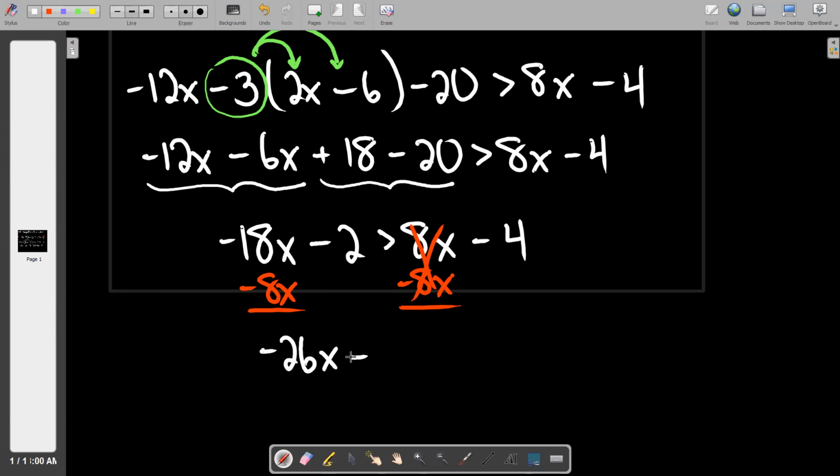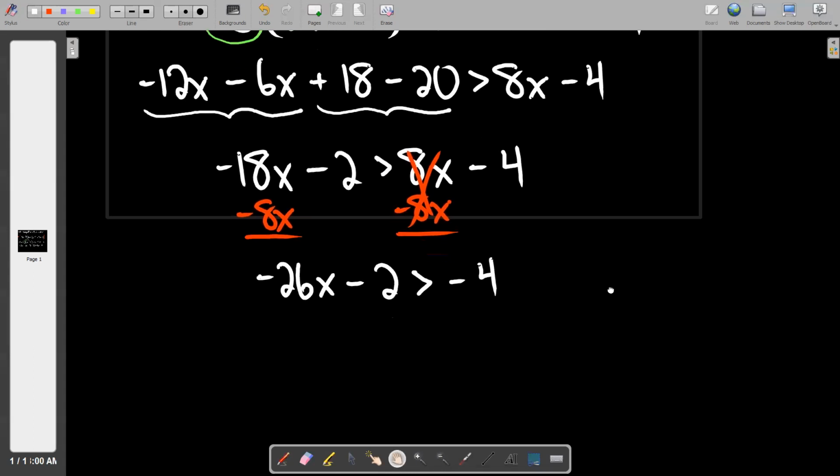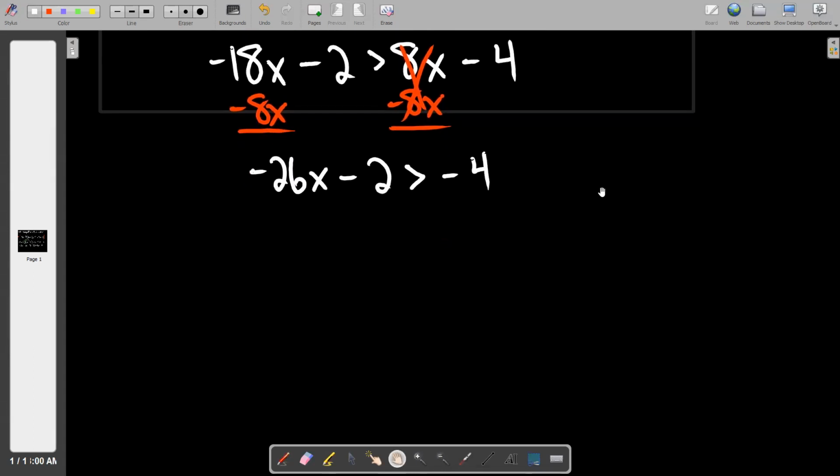-26x. But we're not scared of a little negative. We know what to do. What's the next step? Let's add 2 to both sides. So if I add that 2 to both sides like this, I get negative 26x is greater than, what's negative 2? Negative 2. The last step is, yeah, and I forgot my x.